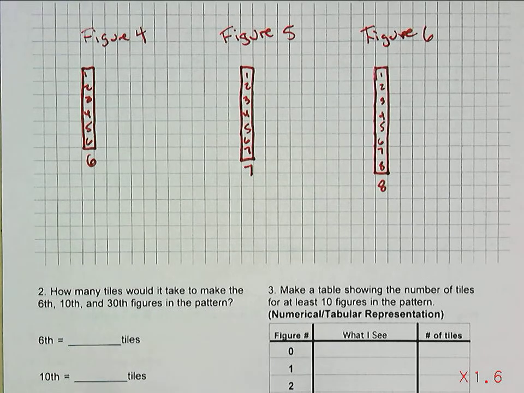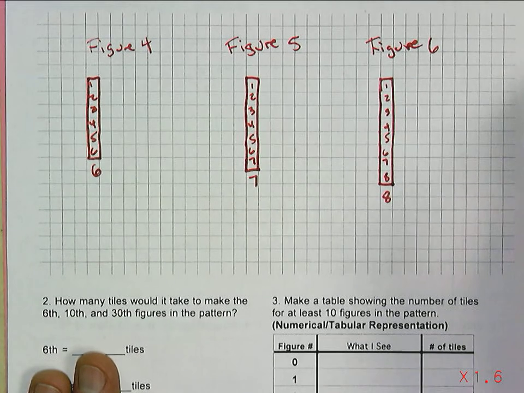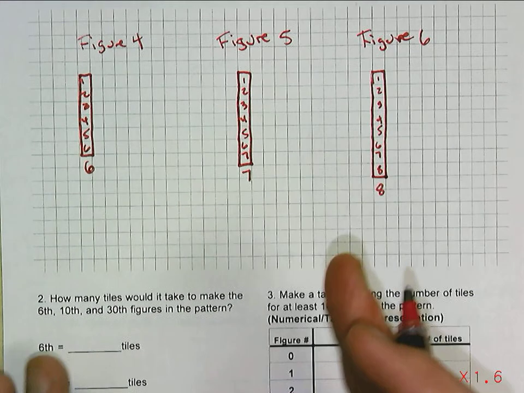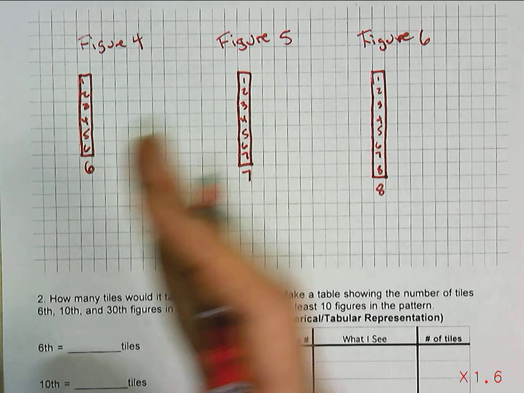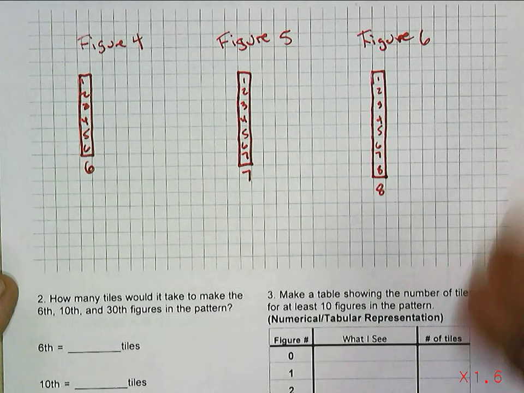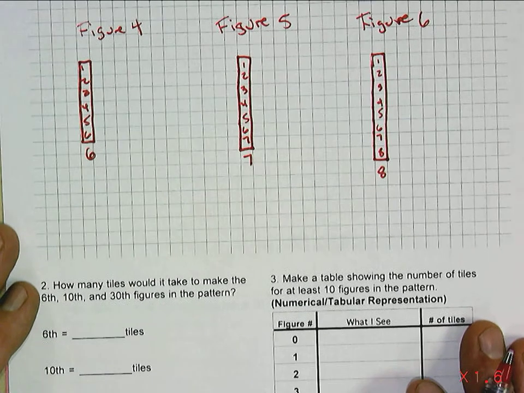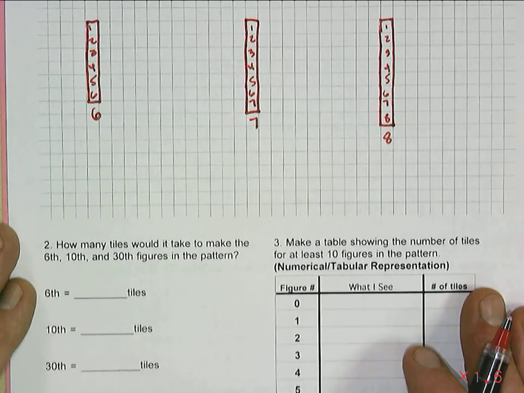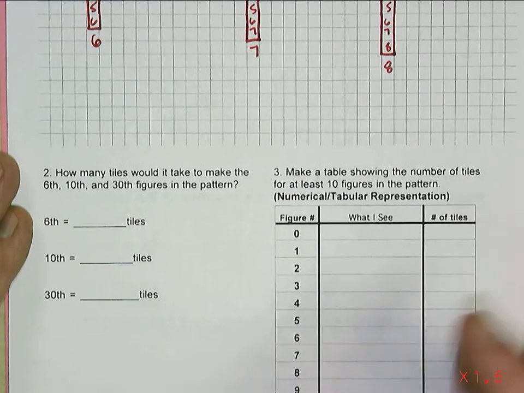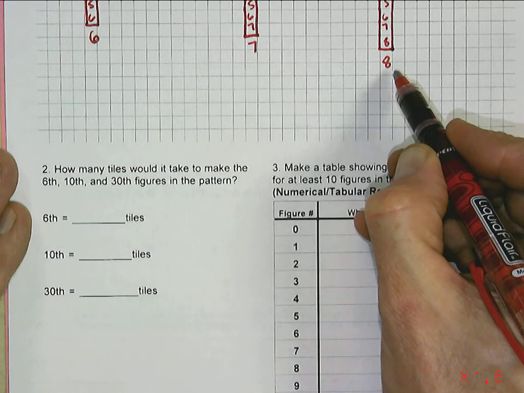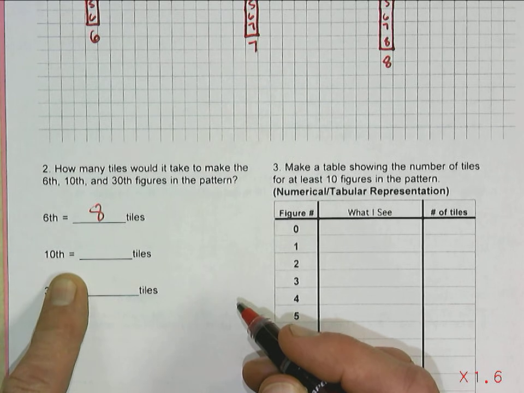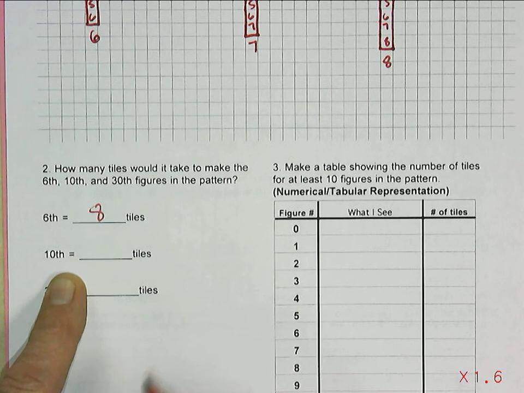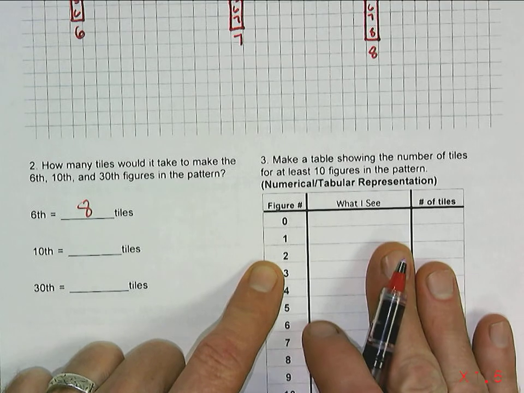And we could really extend this pattern on forever, which is really the idea. If this was something that we wanted to know beyond this, we could continue to do it. And so the whole idea of this now is that I should be able to make some predictions. I actually have just done figure number 6, which I know has 8 tiles. But what if I want to get to the 10th figure in the pattern?